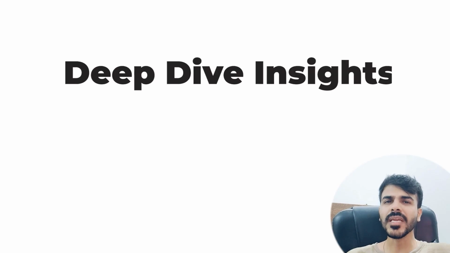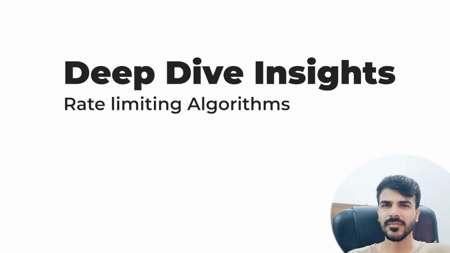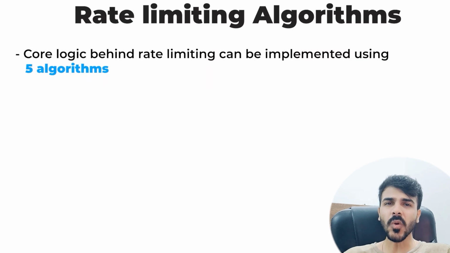Now we have touched on rate limiting at a very high level in the context of the high level design diagram, but we have not actually looked at the algorithms, that is, how we actually implement rate limiting. So the core logic behind rate limiting can be implemented using 5 algorithms.